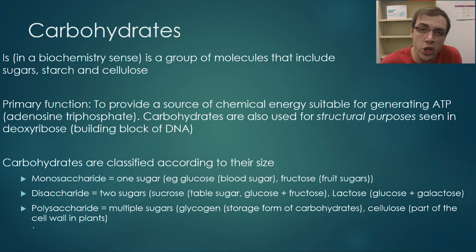So now that we have our terminology done and dusted, let us move on to the different types of biological molecules that we will see in our human body. The first one that we're going to talk about is carbohydrates. A carbohydrate is essentially a group of molecules that include sugars and starches, but essentially a carbohydrate is just a long chain of sugars. That's it. That's all it is.